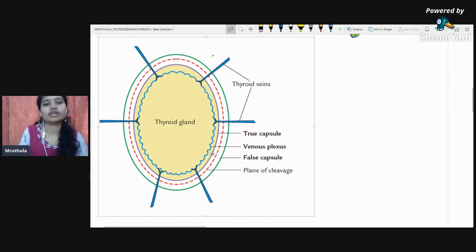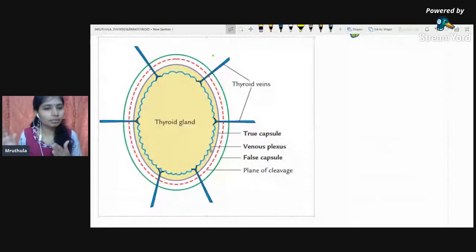The venous plexus is enclosed within the true capsule. You can correlate this with the capsule of the prostate gland, because in the prostate gland there is also a similar true capsule and false capsule, and a similar venous plexus is present in between the true and the false capsule.